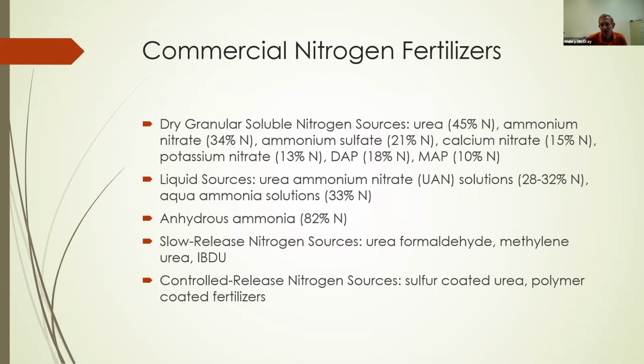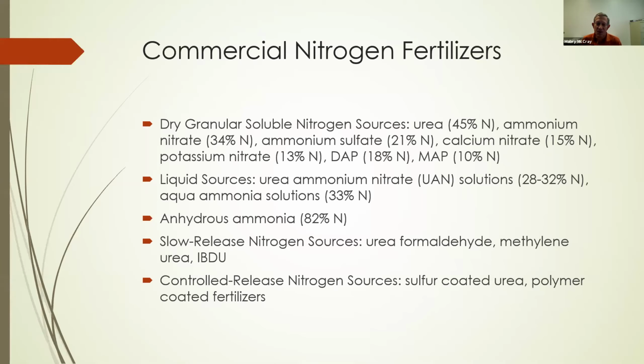Okay, commercial nitrogen fertilizers are another source, and they have a wide range of sources to choose from. For dry granular sources, this can include urea, which has the highest analysis of the dry granular sources. Ammonium nitrate, 33 to 34% nitrogen. Ammonium sulfate at 21. And then a little bit lower, calcium nitrate, potassium nitrate. And the phosphorus sources of diammonium phosphate and monoammonium phosphate, you also get some nitrogen.